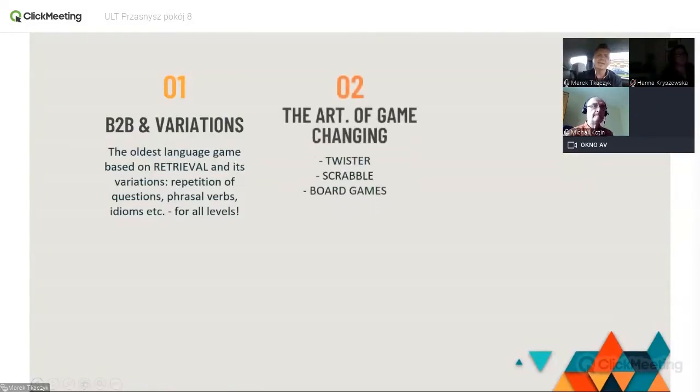Okay, and the other thing is the art of game changing. This is what I call using the well-known games we've all been using in language classrooms for years now for retrieval, and they are really powerful.